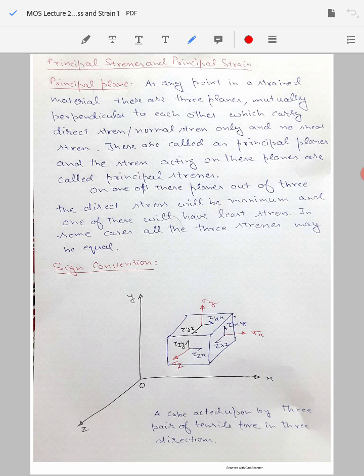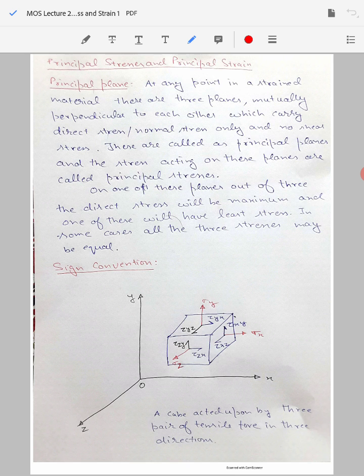Now once we understand what the principal plane and the principal stress are, we will work out the value of these for different cases of loading. Before going further, let's understand the sign convention.